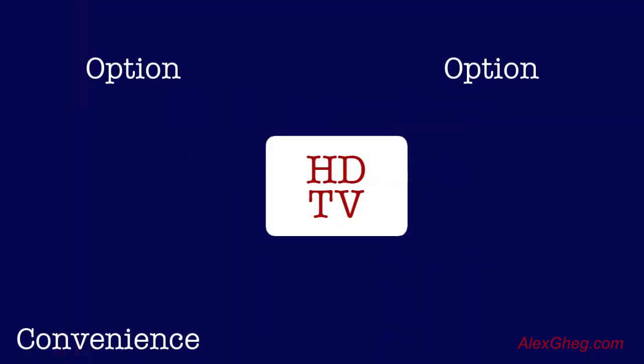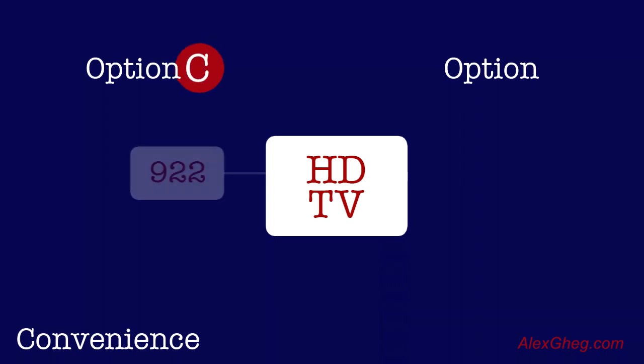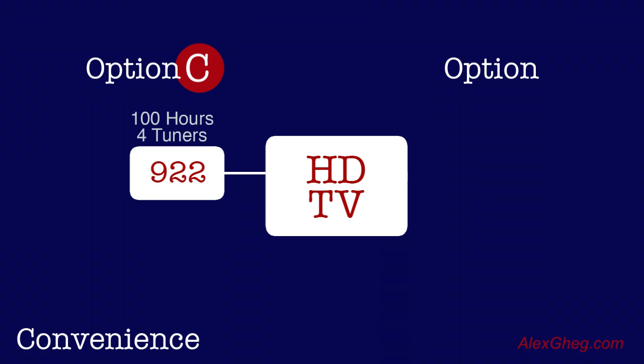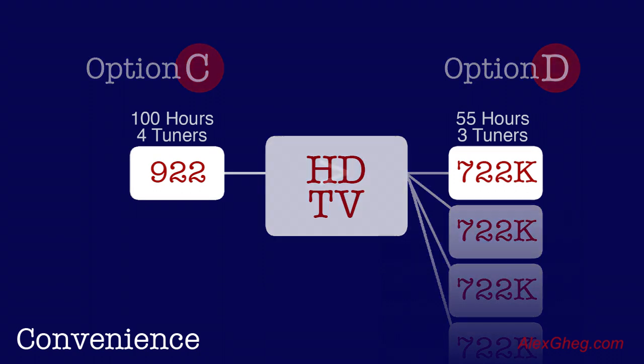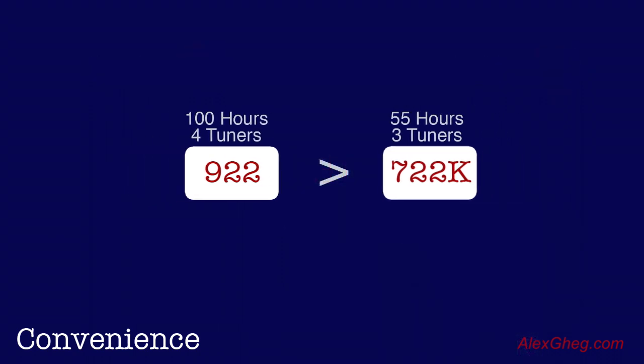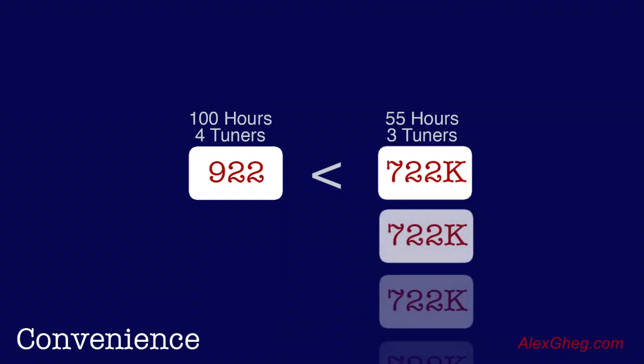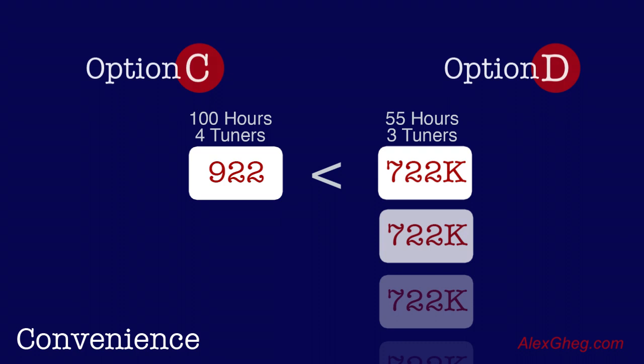Suppose I have exactly one HDTV and two possible DVR arrangements. Option C is to have exactly one Dish 922 DVR, which has four HD tuners and 100 hours of HD recording capacity. Option D is to have any number of Dish 722K DVRs, with each one having three tuners and 55 hours of recording capacity. The 922 is more convenient than the 722K, but I prefer option D, since it gives me unlimited recording and storage capabilities with identical image quality. How did quantity lead to more convenience? The CES function predicted accurately, but it wasn't illuminating.